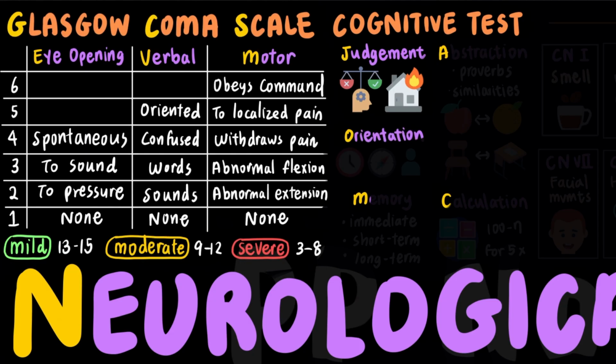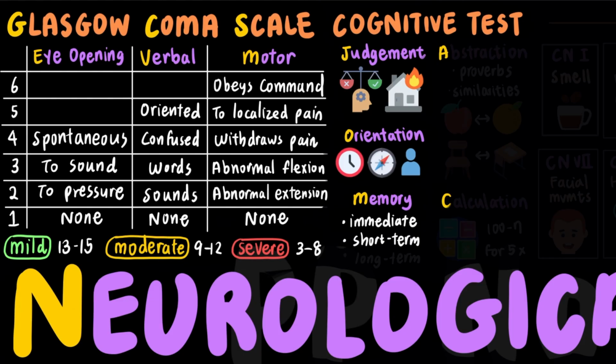The O stands for orientation. Here we check whether the patient is oriented to time, place, and person. For example, we might ask, what is today's date? Where are you right now? Who am I? The M stands for memory. We usually test this in 3 parts. Immediate memory, such as repeating a series of numbers, short-term memory, like recalling 3 objects after a few minutes, and long-term memory, such as asking about historical events or personal background.